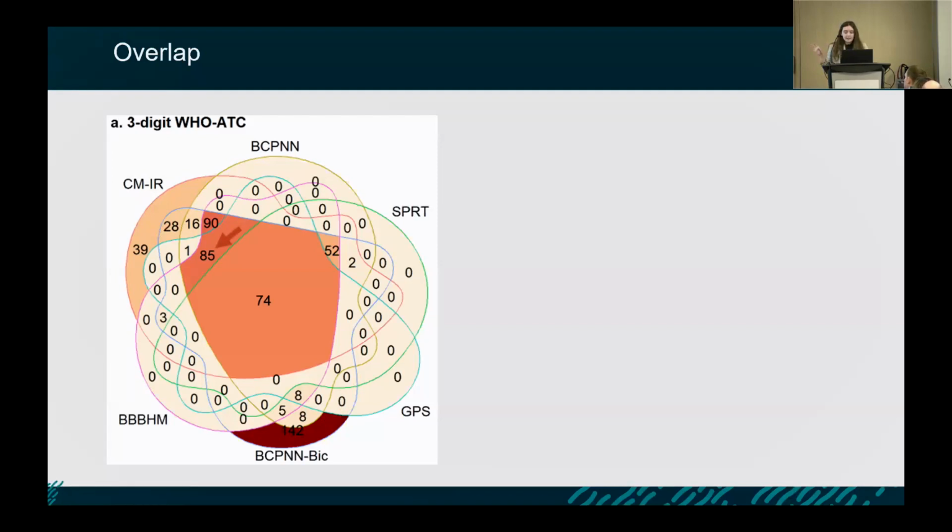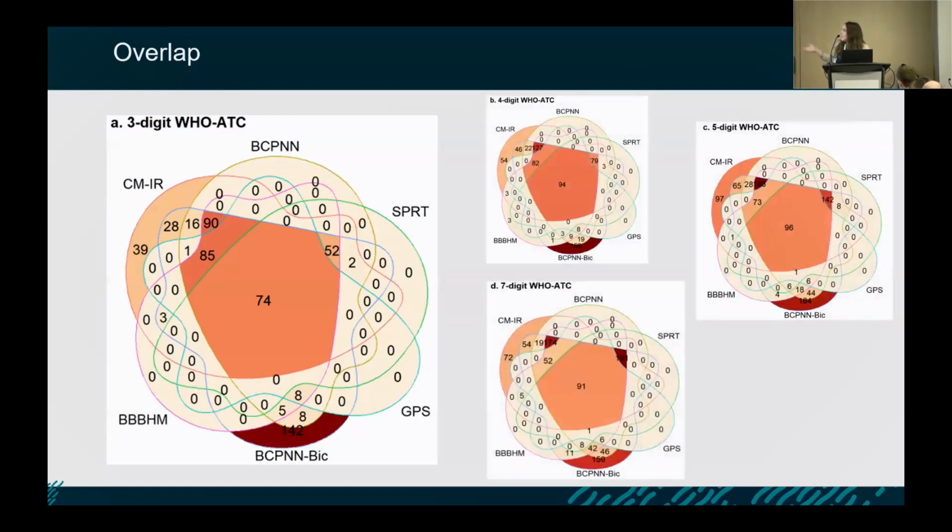So this is the number of signals that were identified by those 4 top methods but missed by the GPS and the SPRT. This is the number missed by the SPRT and the number missed by the GPS, or in other words, found by all the other methods and not the GPS and the SPRT. And the pattern is very similar as you go down the WHO ATC groupings. But as you can see, as you go down, the number that are identified by all other methods but the SPRT and the GPS is increasing, which explains again that gap that we saw in the other figure.